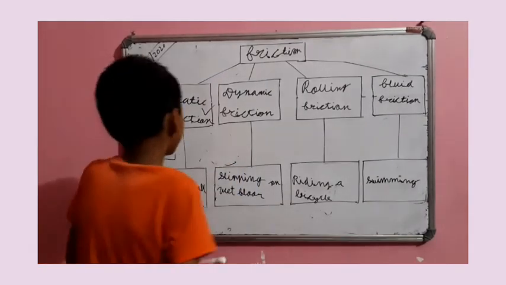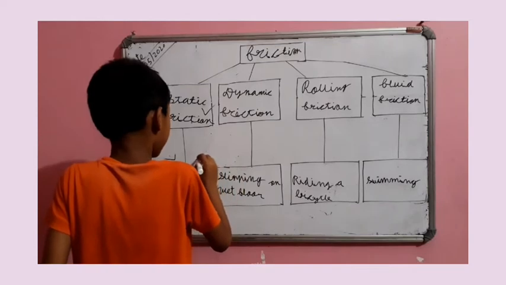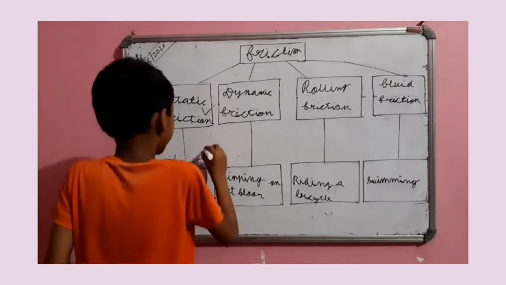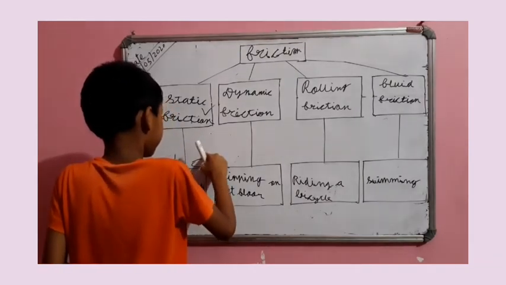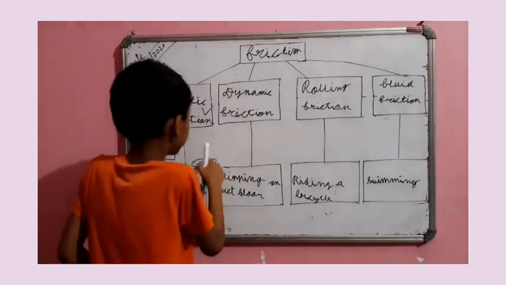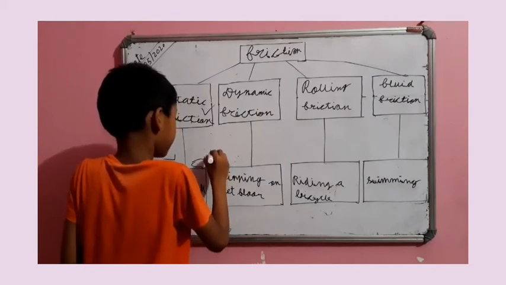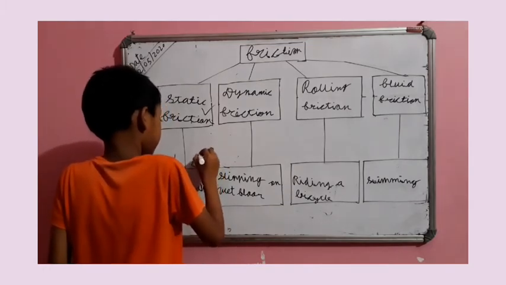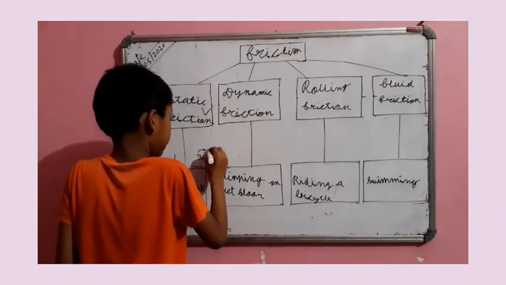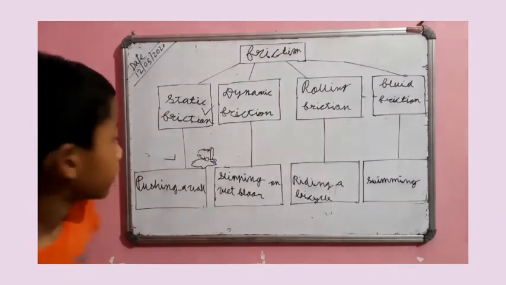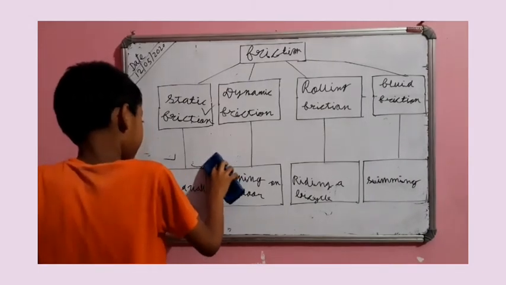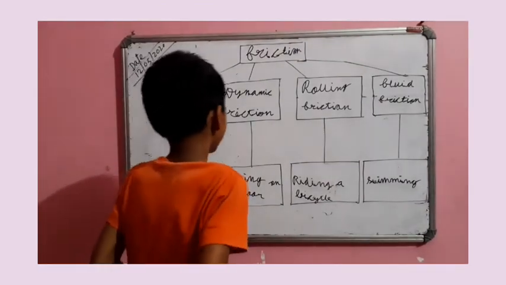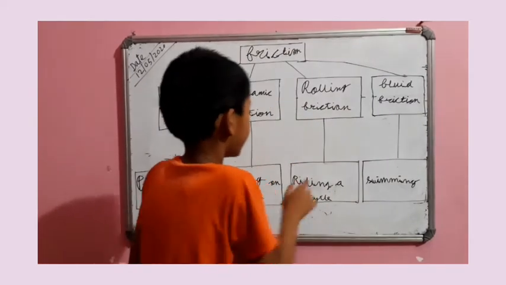But dynamic friction has two problems. Another problem: now as you jump on the wet floor, then our legs slip forward, thus we slip on the floor. If you fall backward, you don't know. Now let's go: rolling friction, riding a bicycle.